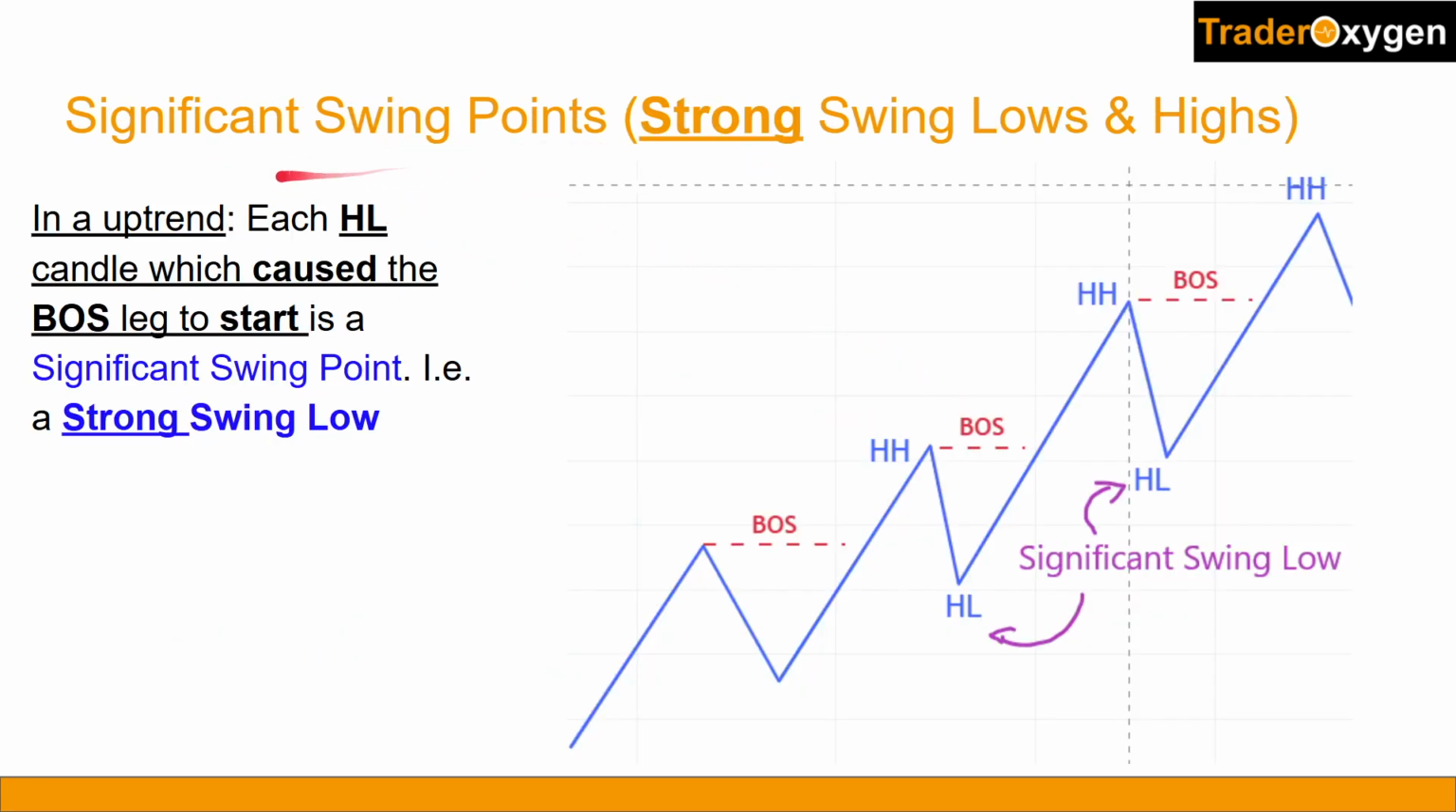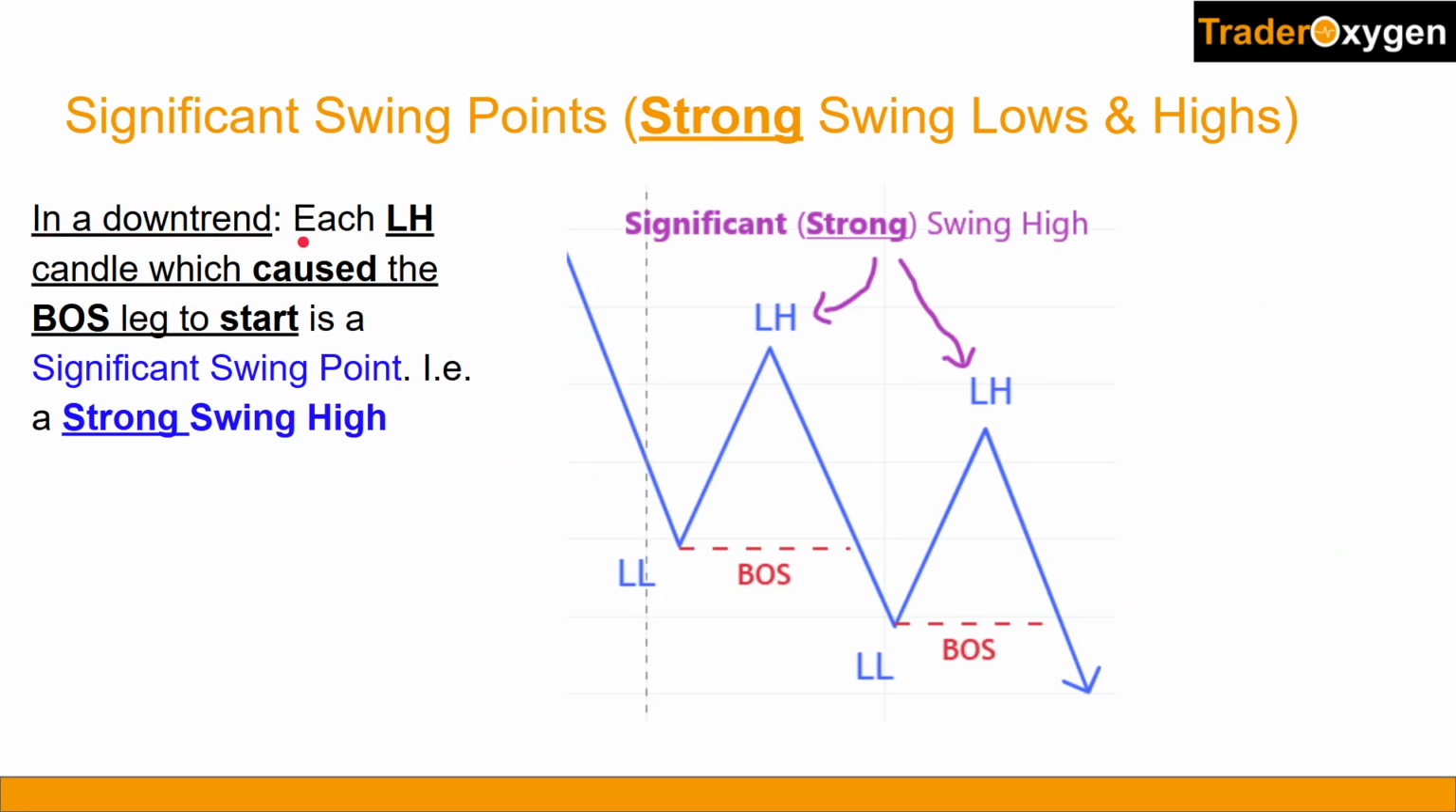Significant swing points. So what are significant swing points? We call them strong swing lows and strong swing highs. In an uptrend, each higher low candle which caused the break of structure to start. So this higher low caused this break of structure to happen. This higher low started this break of structure. So those are significant swing points, significant swing lows.